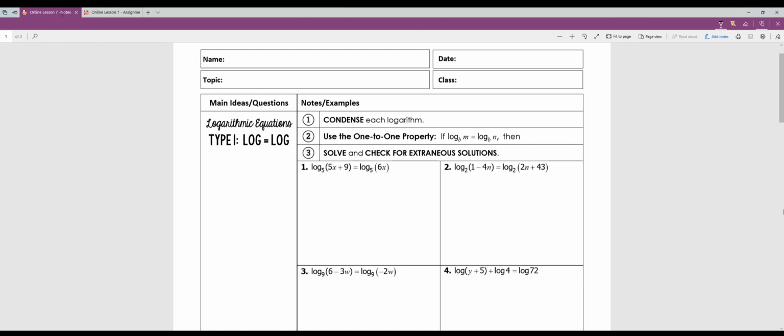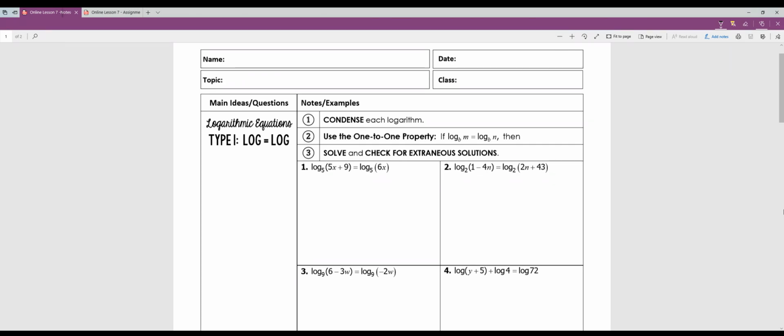All right, so we have talked about what logs are and properties of logs, and we are now going to use those things we have learned to solve logarithmic equations. Now we have two types of logarithmic equations, and this first type we're going to talk about is when a log is equal to a log statement.